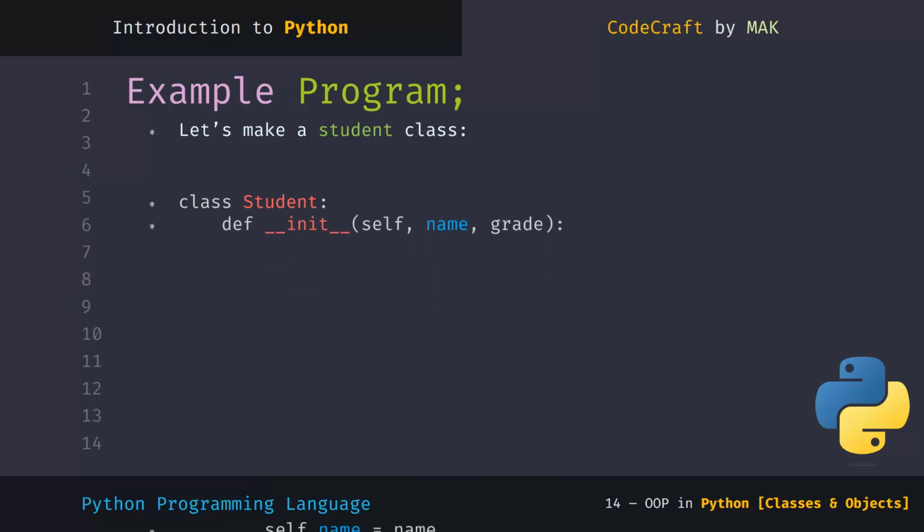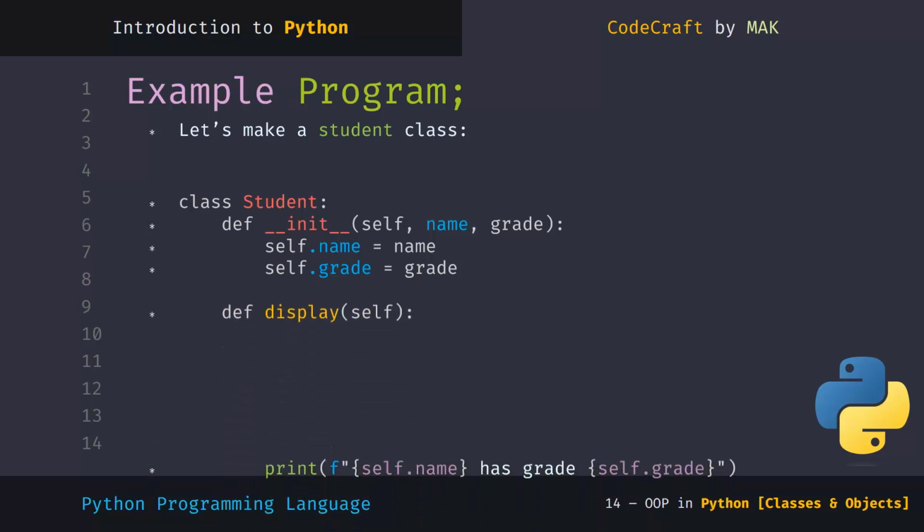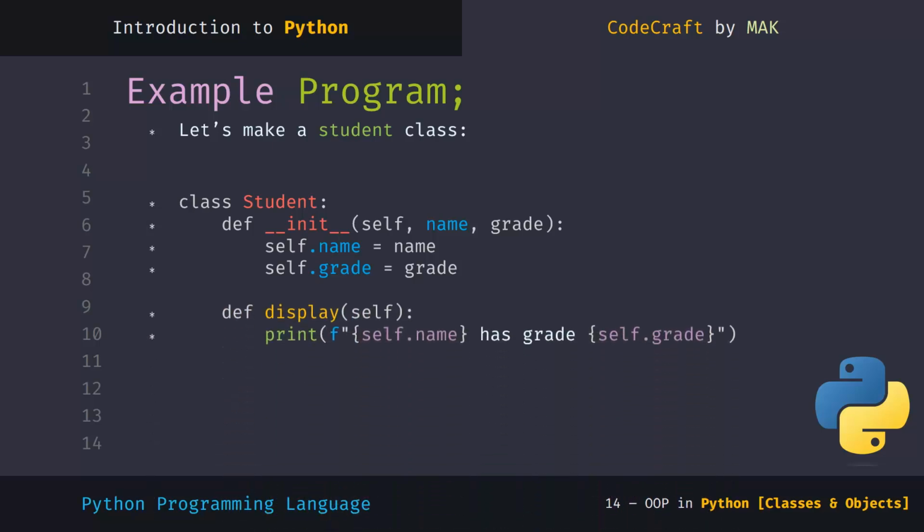Example program. Let's make a Student class. class Student: def __init__(self, name, grade): self.name = name, self.grade = grade, and take a function display(self) that prints self.name has grade self.grade. When we pass the values to this class, that is Student with Ali and A, and we ask to display, it will display: Ali has grade A.